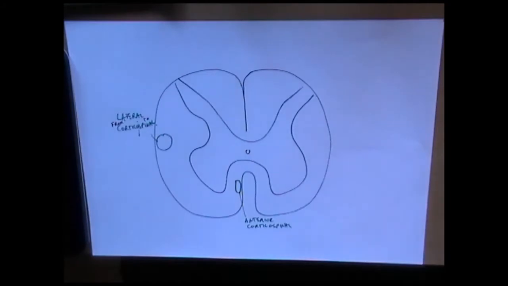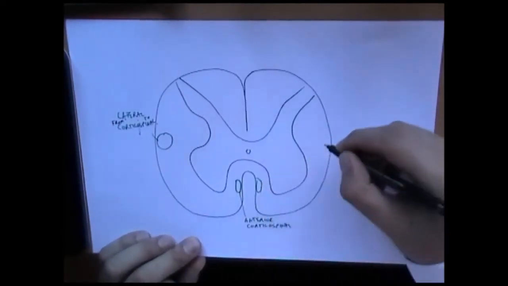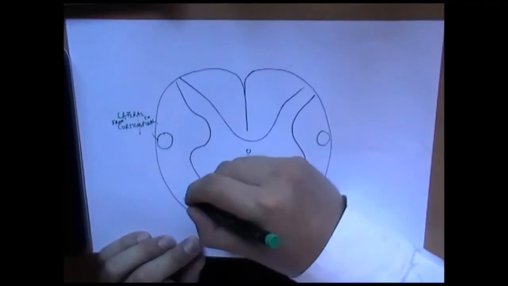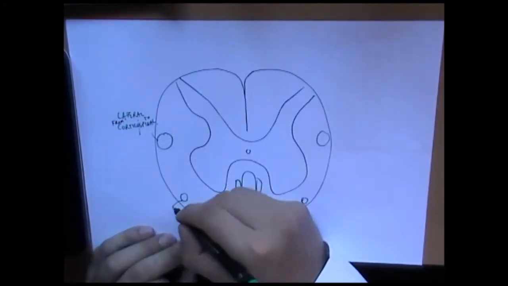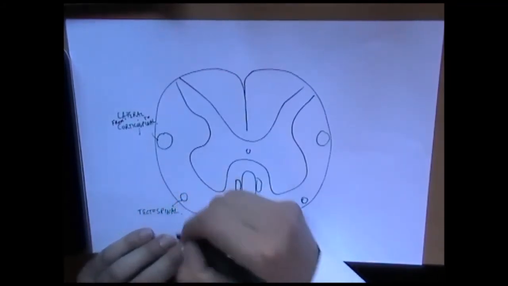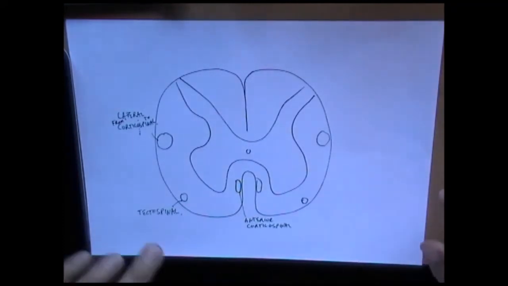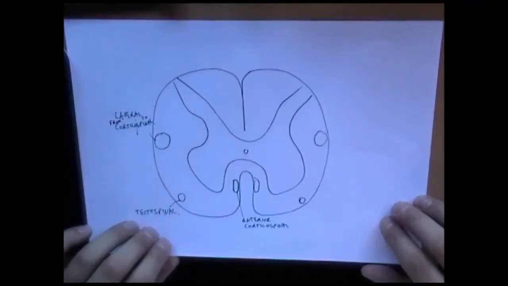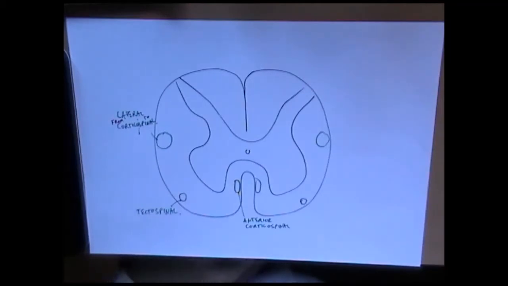Next one we're going to discuss is the tectospinal tract. Let me just add that tract over there and over there. And the tectospinal tract is roughly around about there. So it's tectospinal. And this tract is only really present in the most upper part of the spine. Just going to demonstrate to you how the tectospinal works.